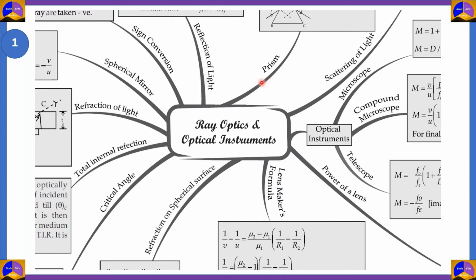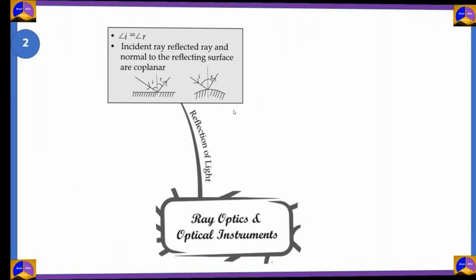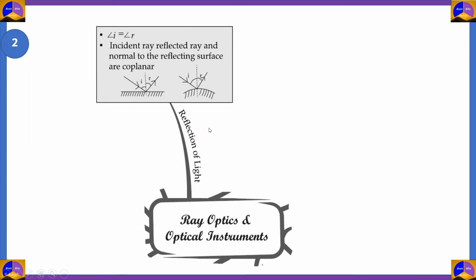After that, we'll be looking at refraction through a prism. Then we'll be looking at phenomena such as scattering of light. And finally, we'll be looking at the second part of this chapter, optical instruments. Here we'll be looking at microscopes, compound microscopes, and finally, telescopes. So let's jump right in to reflection of light.